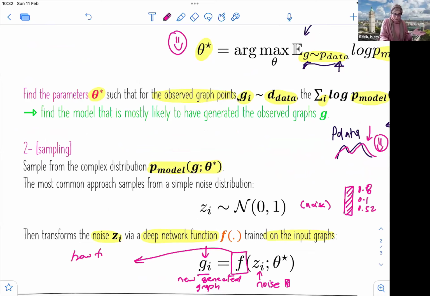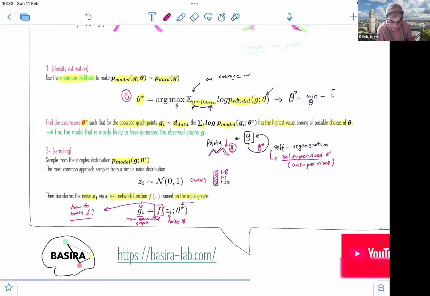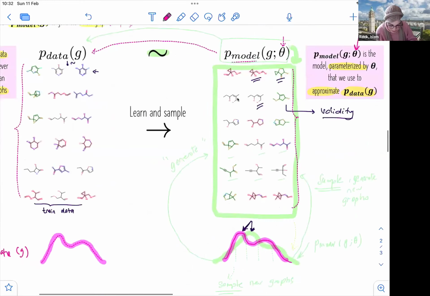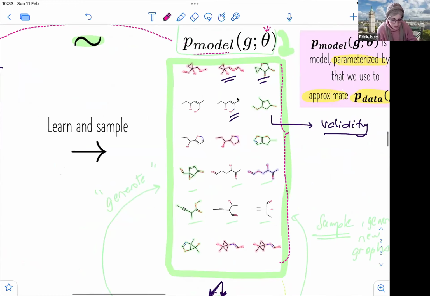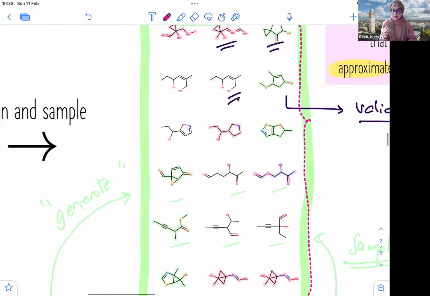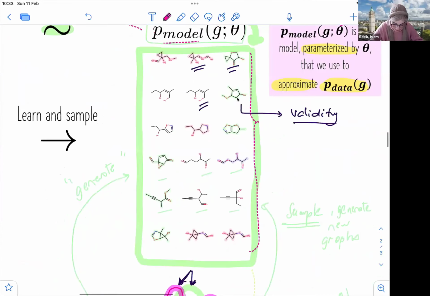How do we learn F in such a way that if we give it some noise, with the optimal parameters of the model that we have learned, we can get new graphs? So imagine these graphs right here. Each one of them has been generated from a random noise or random set. We'll look at this in a bit.